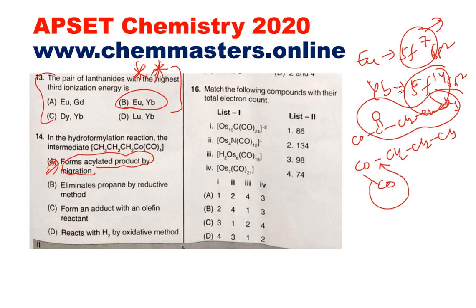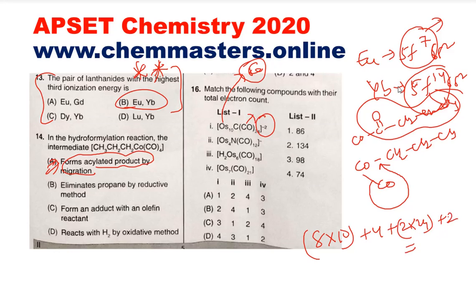Okay, now match the following compounds with their total electron count. Now just try to check osmium here. Osmium belongs to the iron group, and each osmium contributes 8 electrons, and how many of them? 10 are there, plus each carbon contributes 4 electrons, and each CO contributes 2 electrons. How many of them? 24 are there. And what is the charge on it? -2. So we need to add 2 for it. So total 134.